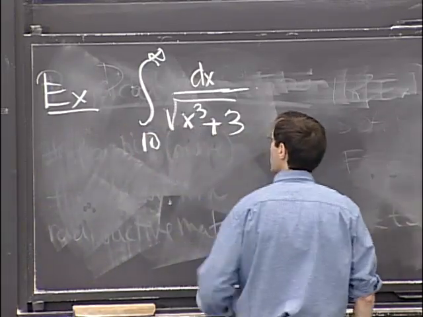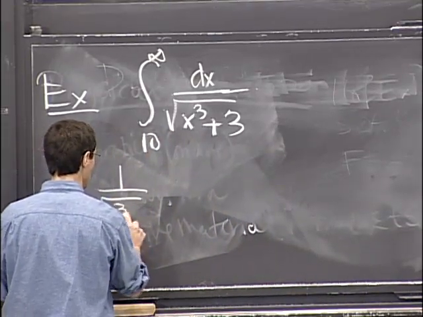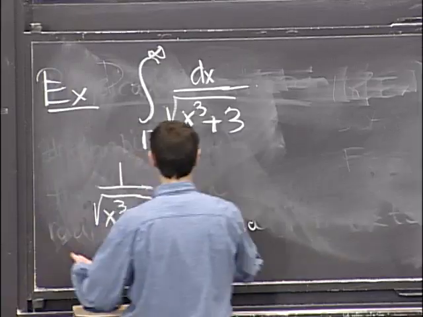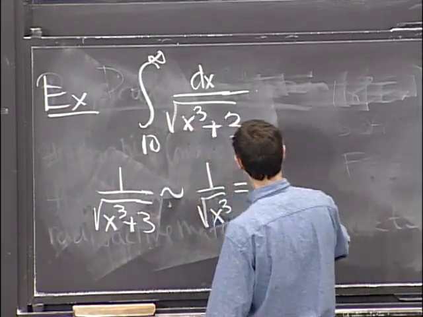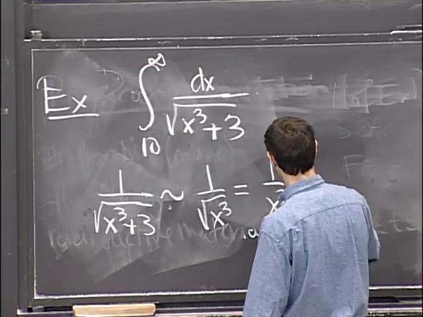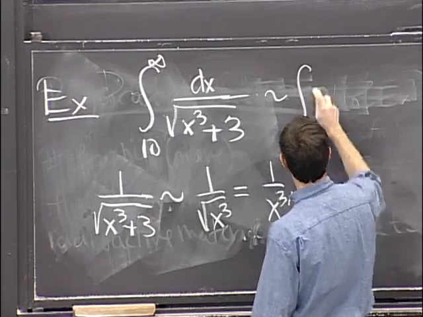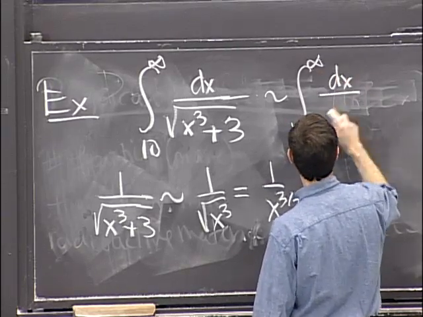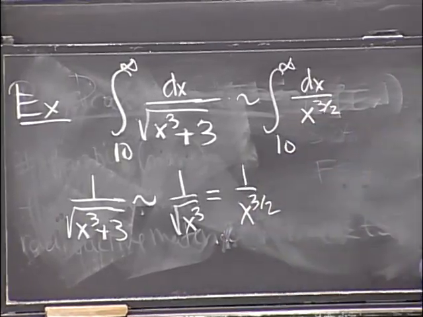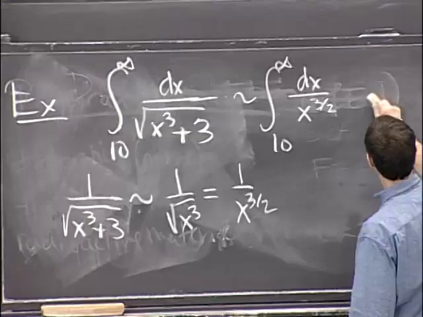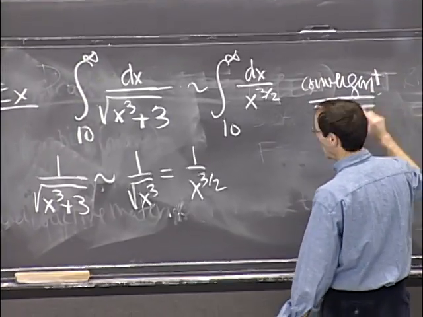On the other hand, 1 over the square root of x cubed plus 3 is similar to 1 over the square root of x cubed, which is 1 over x to the 3/2. So this thing is going to resemble this integral here, which is convergent, according to our rule.